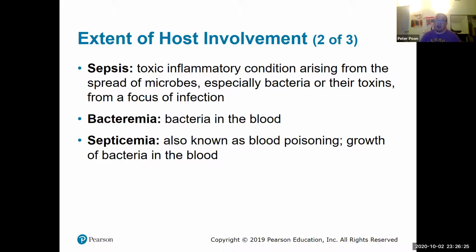Sepsis can actually kill you. So much fluid can leave your bloodstream and you can suffer from heart failure and stuff.